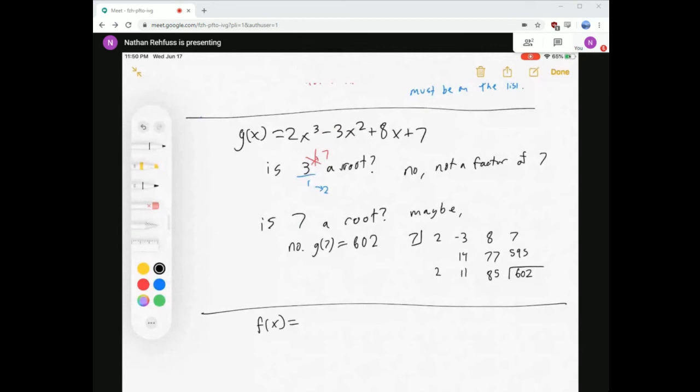Okay, we're going to find all the roots of this polynomial: 2x cubed plus x squared minus x plus 10.